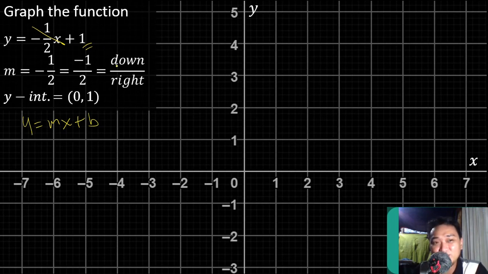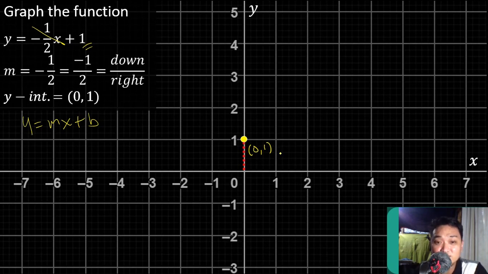Now we are ready to graph. We will start at 0, 1. Ayan. This is 0, 1. Our y-intercept. Gagawin natin, magbibilang tayo. Paano tayo magbibilang? Negative 1 over 2. It means 1 down, 2 right. So 1 down, papunta doon, tapos 2 right. Dalawang ganon. So let's now try to count.